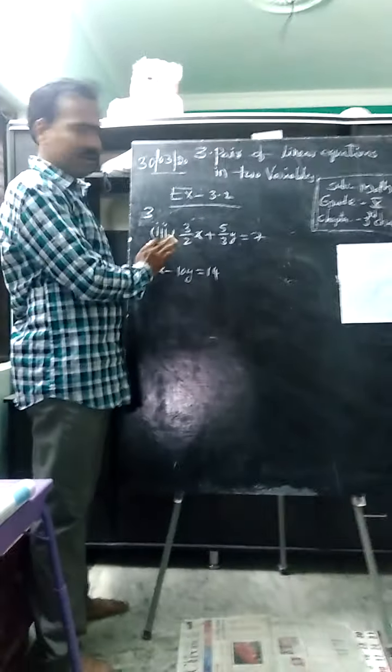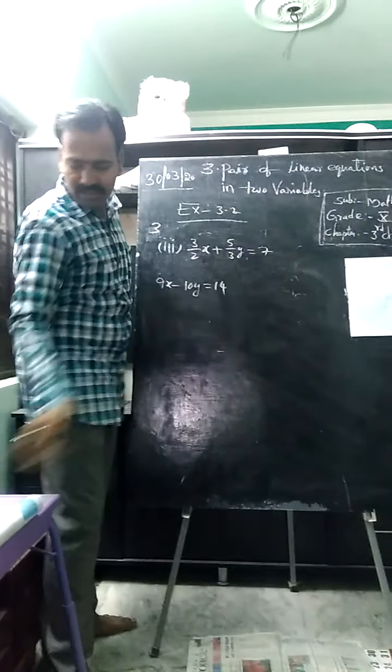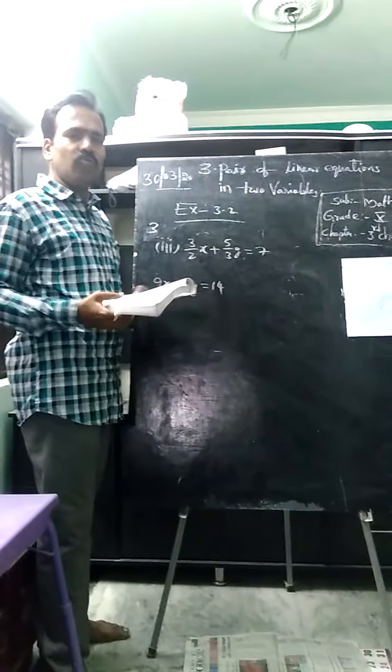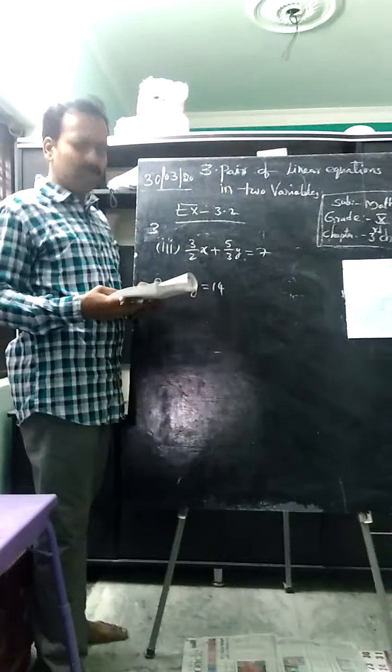So now let me consider one problem from exercise 3.2, third bit. The rest of the problems you do as homework. Now, on comparing the ratios a1 by a2, b1 by b2 and c1 by c2, find out whether the following pair of linear equations are consistent or inconsistent.